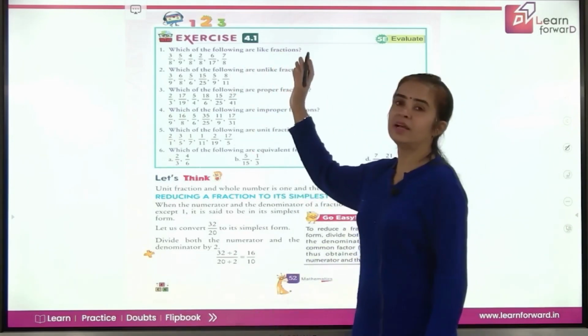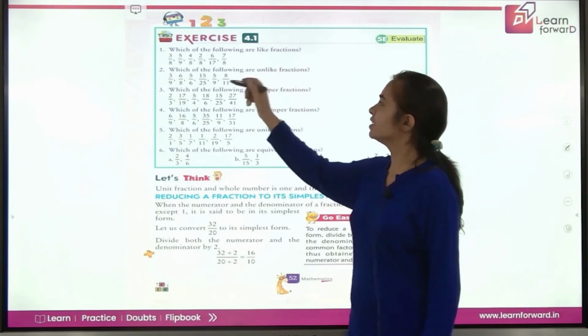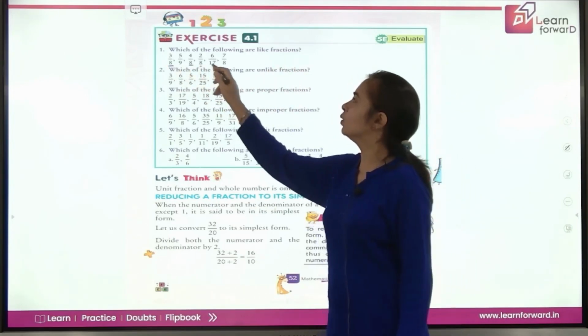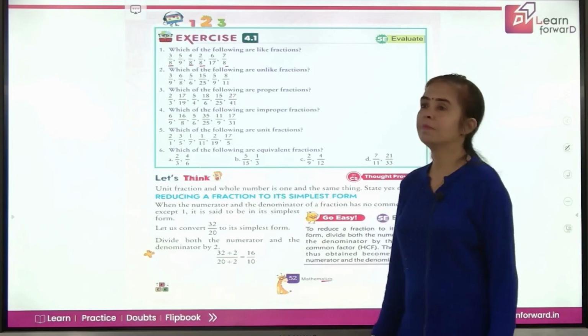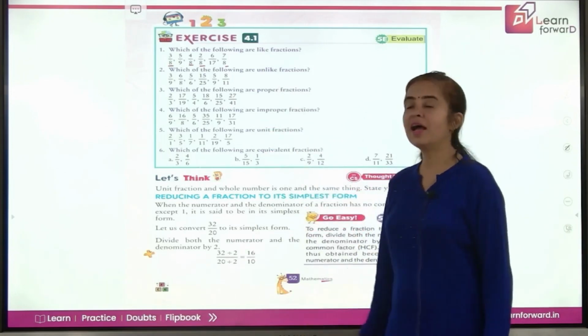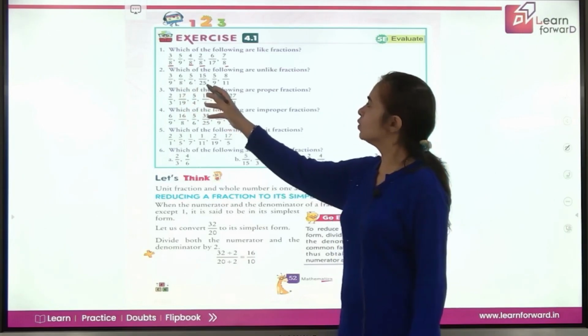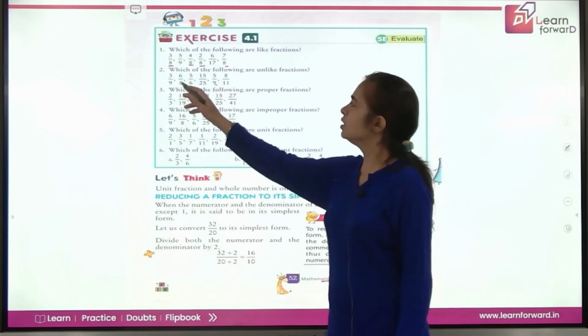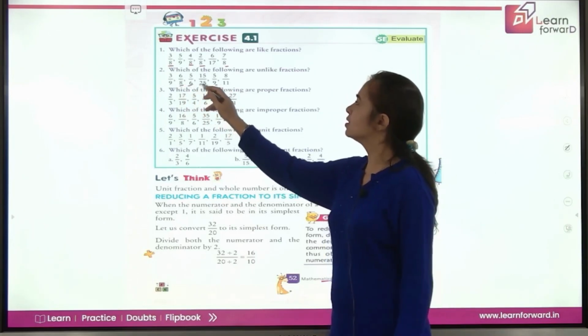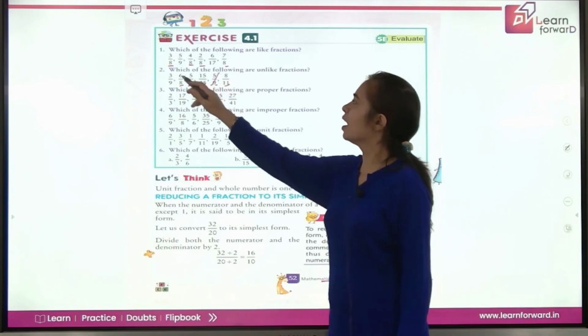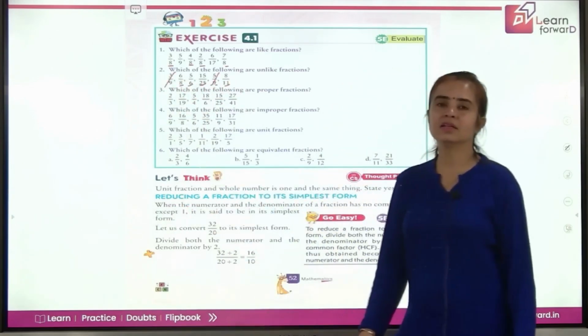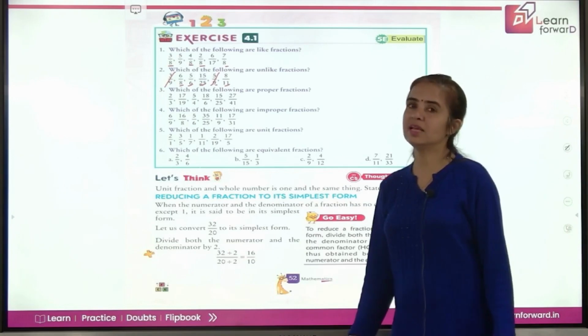Which of the following are like fractions? Yes, with the same denominator. Good, you got them correct. And which of the following are unlike fractions? So, 9, 8, 6, 25, 9, 11. Only these 2 are like. That means these are unlike. The 2 I have crossed out, only they are like.